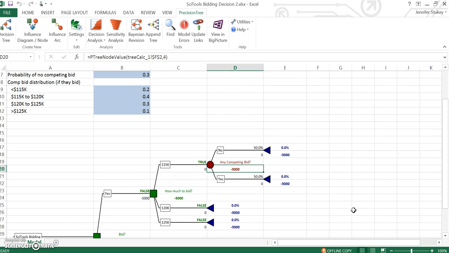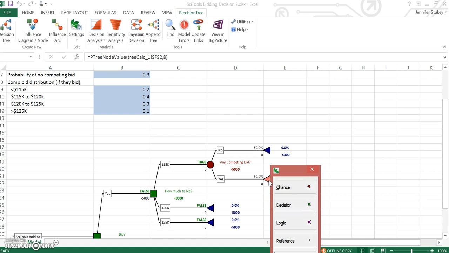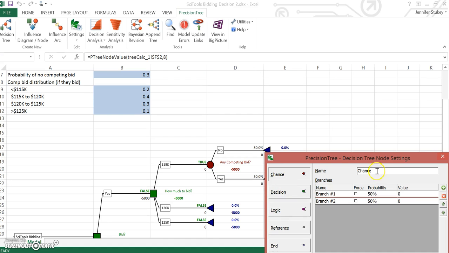Okay. Now, if there is a competing bid, now we have to determine the probability that we will win the bid. So that's another chance, and we will put win bid, and yes and no.